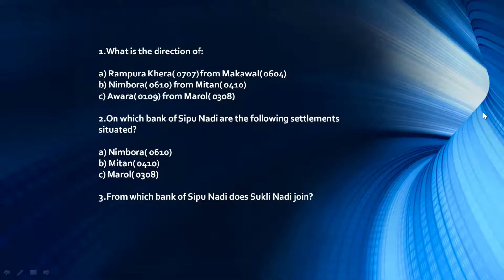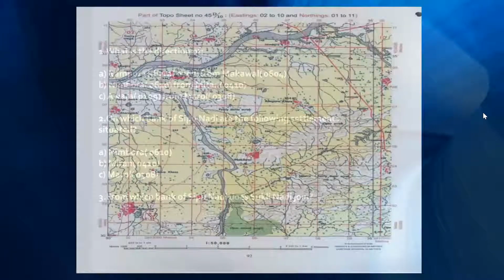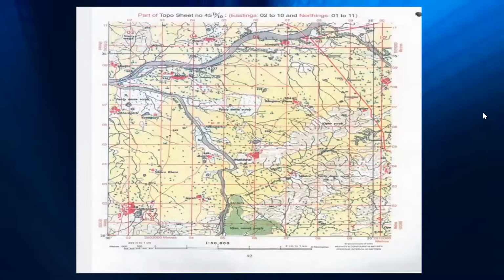Okay. Now, before that, children, I have a few questions for you. Just see, I'll show you. I'll return back to the survey map, don't worry. Now, here you have the first question. Pay attention. What is the direction of Rampura Khera from Makawal? You have to stand at Makawal. Let's get back to this.